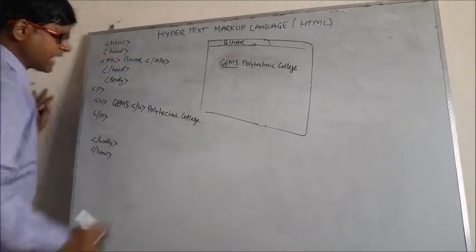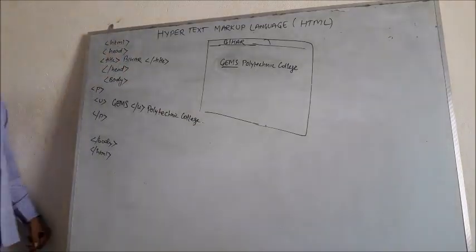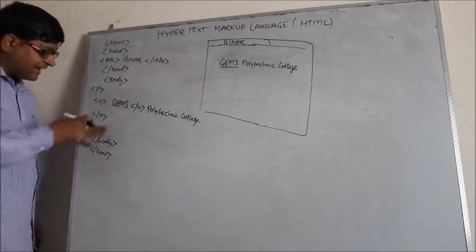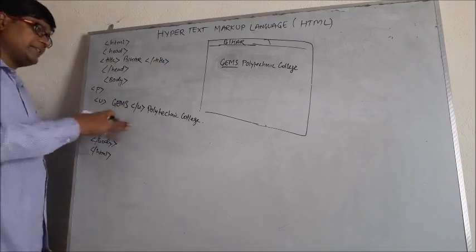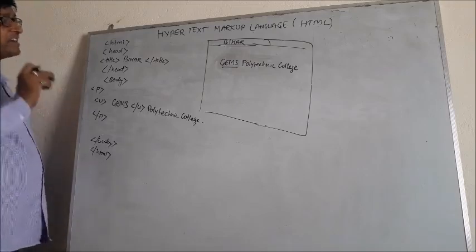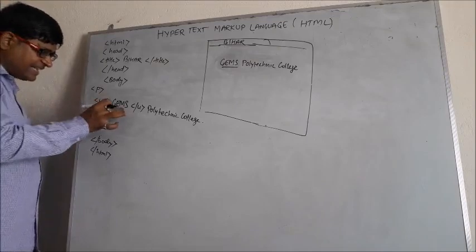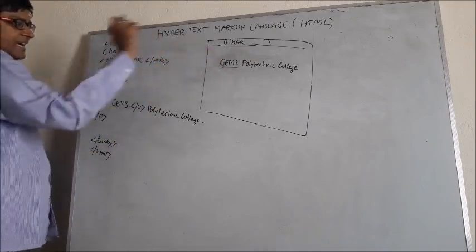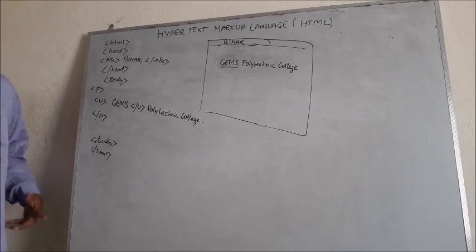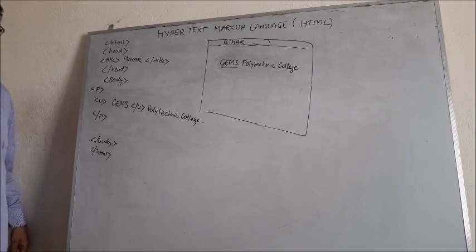So what is happening here? See, it has one paragraph. The entire content is in one line. Additionally, only the underline is lying under GEMS. So in this way, we can use so many formats of different types of fonts: italics, bold, underline, and so on and so forth.